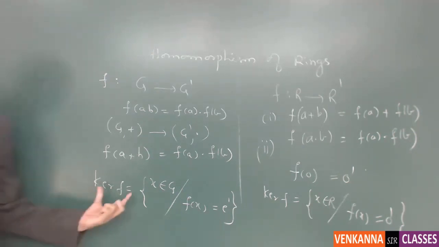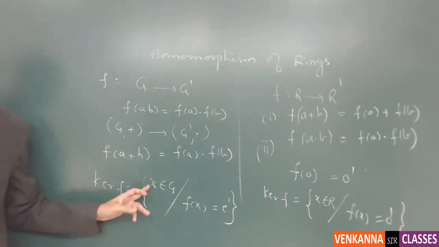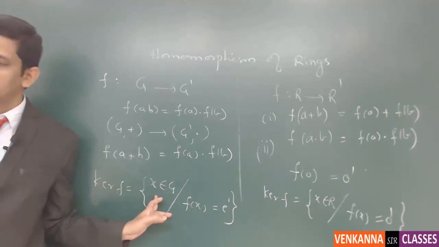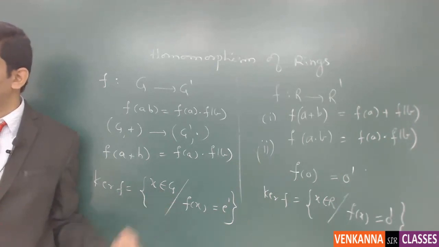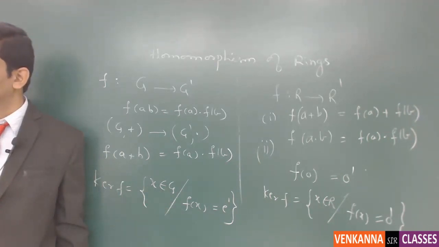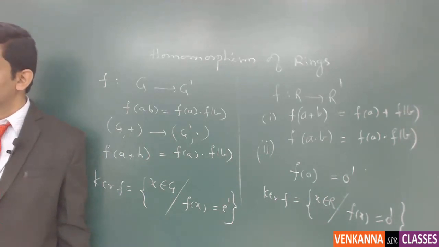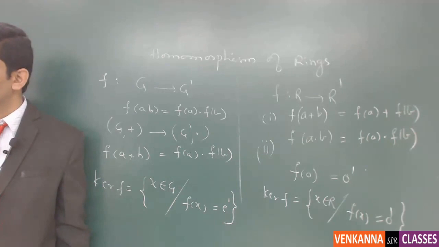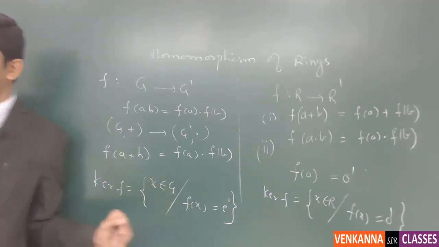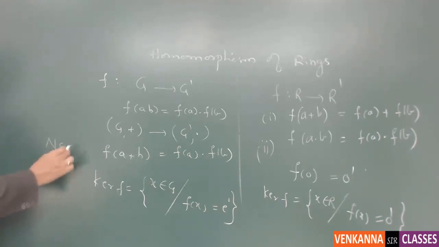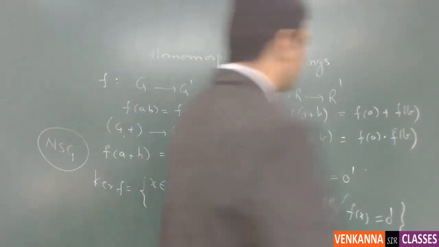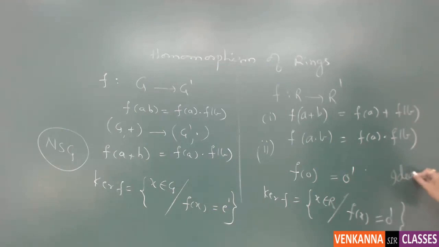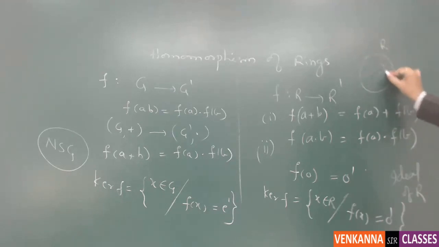Now, can you tell what is the significance of kernel F with regard to G in groups? Please tell. Kernel F will become what for G? Any one of you. So there we proved that kernel F is a normal subgroup of G. Accepted? So here kernel F is an ideal of R. So in the domain R, kernel F is an ideal.